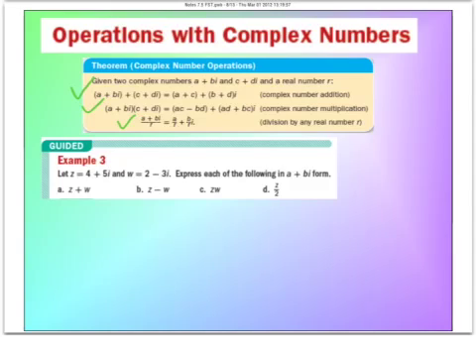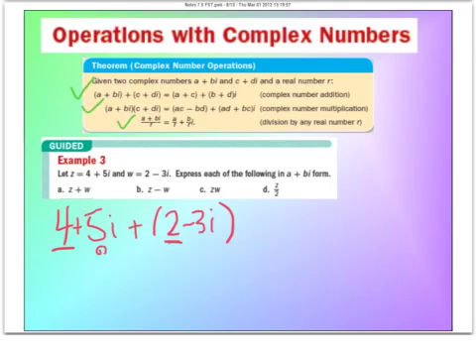If we start with letter A, which says take z plus w, all you need to do is take the z, which is 4 plus 5i, and add to it the w, which is 2 minus 3i, and then just add your like terms together. So we have the real numbers, and then we have the imaginaries.